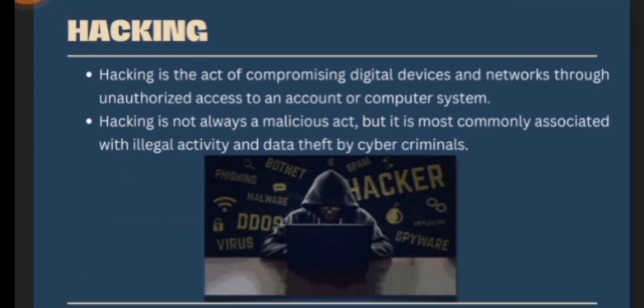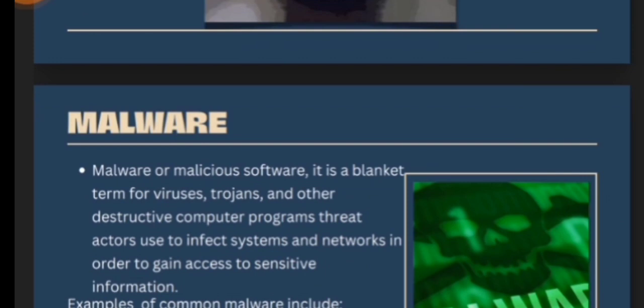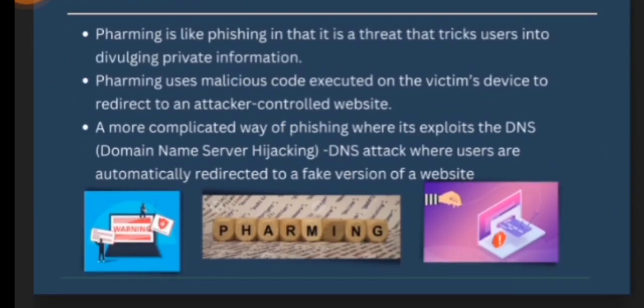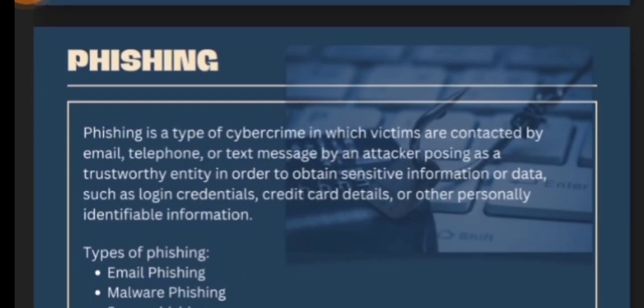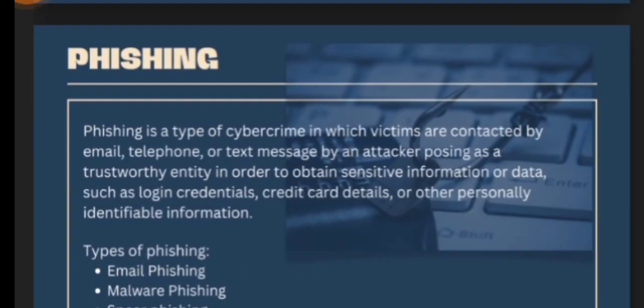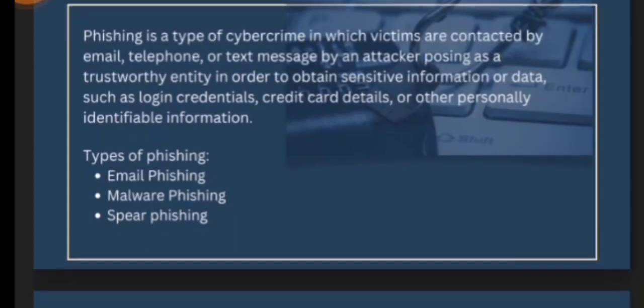Lesson 3: Internet Threats. Hacking is the act of compromising digital devices and networks through unauthorized access to an account or computer system. Malware or malicious software. This threat is used to infect systems and networks in order to gain access to sensitive information. Pharming uses malicious code executed on the victim's device to redirect to an attacker-controlled website. Phishing is a type of cybercrime in which victims are contacted by email, telephone, or text messages by an attacker posing as a trustworthy entity in order to gain sensitive information or data.